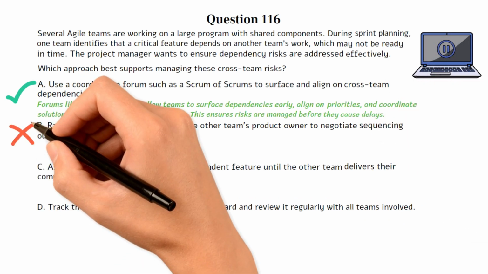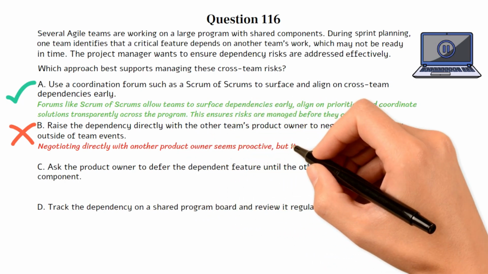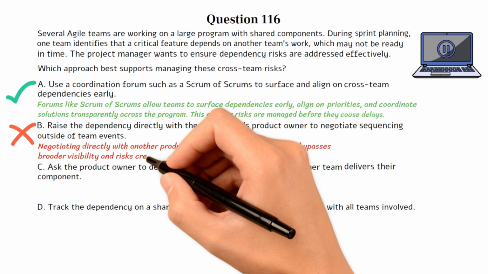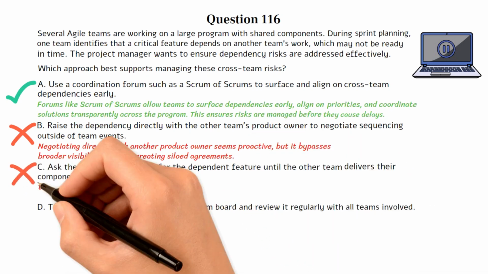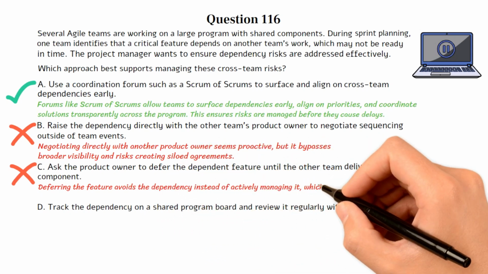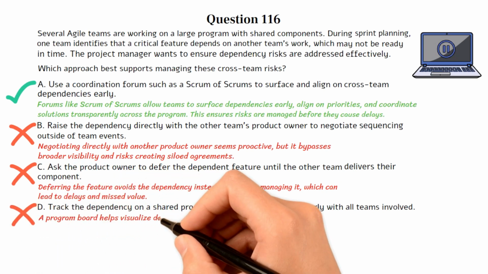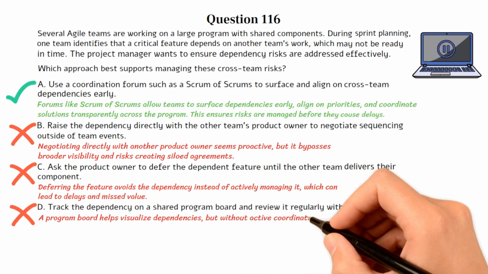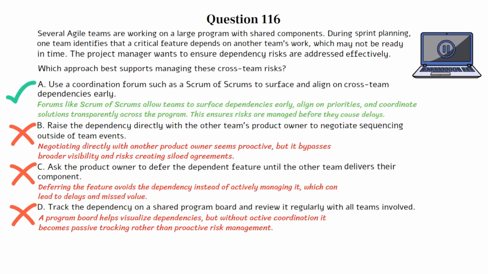Choice B is incorrect. Negotiating directly with another product owner seems proactive, but it bypasses broader visibility and risks creating siloed agreements. Choice C is incorrect. Deferring the feature avoids the dependency instead of actively managing it, which can lead to delays and missed value. Choice D is incorrect. A program board helps visualize dependencies, but without active coordination, it becomes passive tracking rather than proactive risk management. Let's move on to the next question if you're ready.